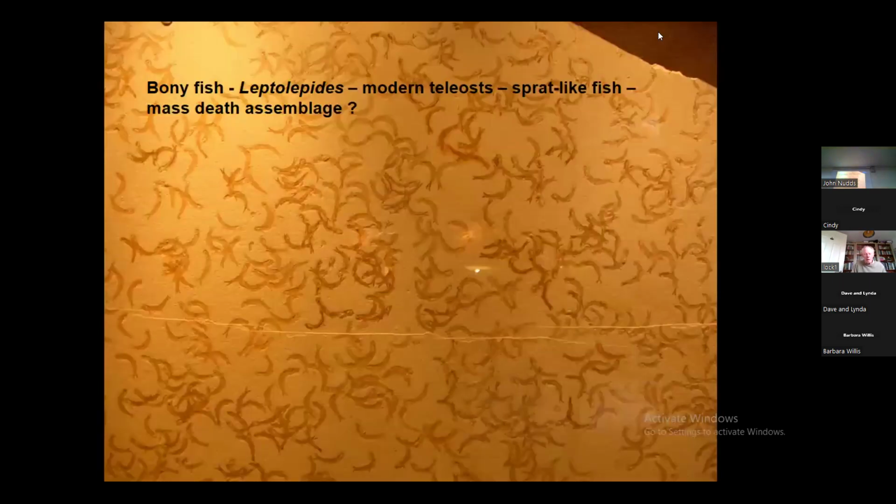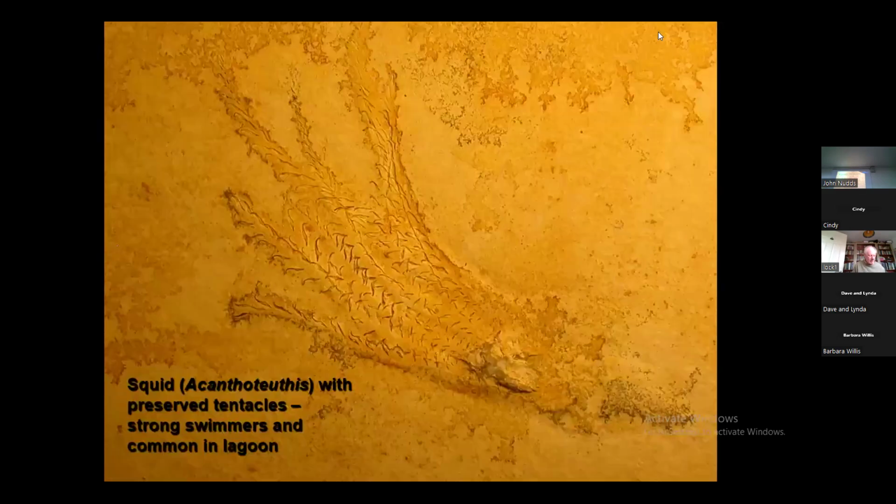These are a modern group of bony fish, the teleosteans, sprat-like fish. And this is a death assemblage. There are hundreds and thousands of these preserved on a single bedding plane. So that's mass death. Again, that supports Barthel's model of sudden mixing.